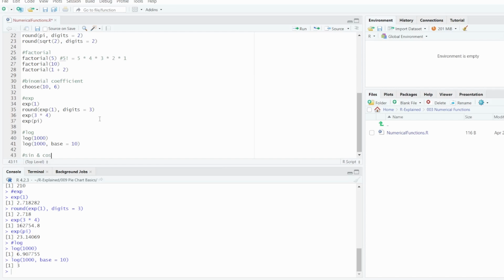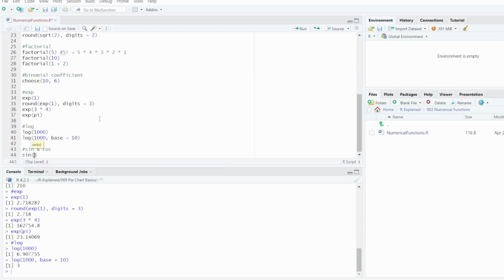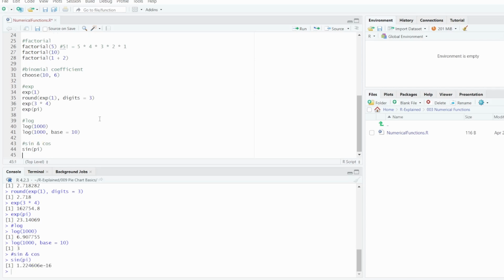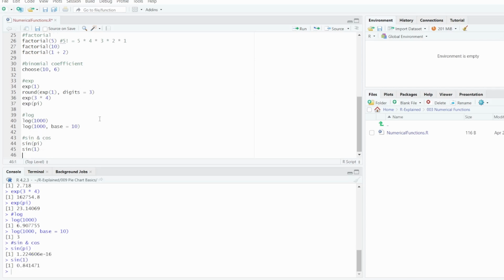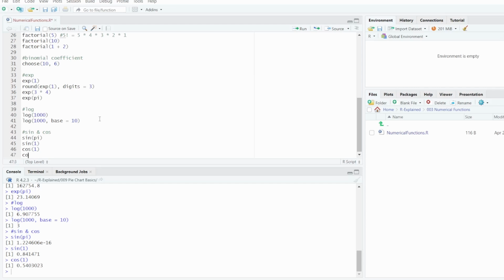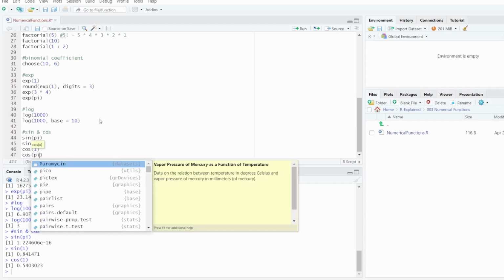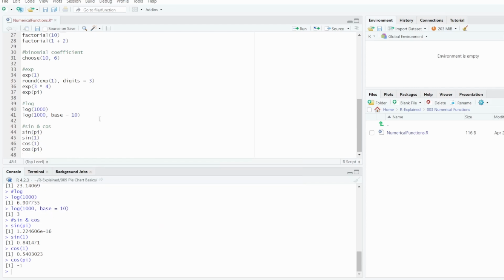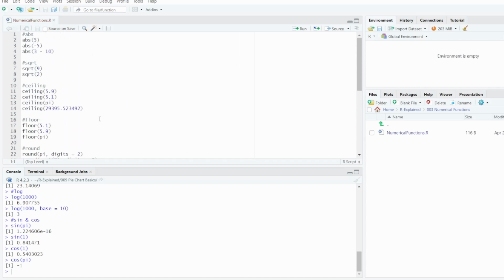And lastly we have sine and cosine, so we can for example say sine of pi or of 1, or the cosine of, yeah, let's also use 1, and pi. So yeah, there you go. It's actually very easy to use numerical functions in R.